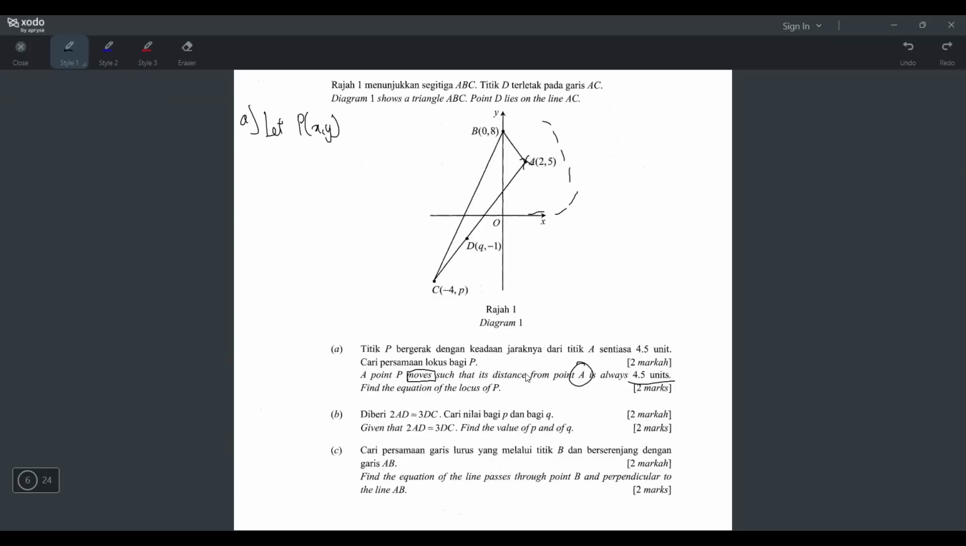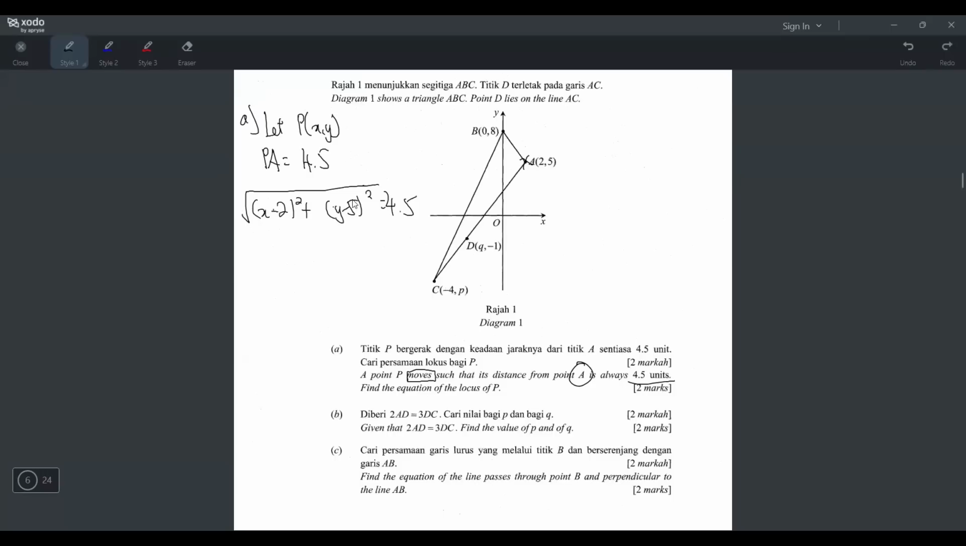So how do you do that? Use the distance formula, right? So first thing first, let's write down the distance first. So the PA distance has to be fixed at 4.5 units. So now you will use the distance formula, square root, and what's the distance formula? Square root of bracket squared plus bracket squared equals 4.5. And in this bracket you have to put in point P and point A. Okay, the formula is x minus x, so x minus 2. And then the other one is y minus 5 like this.